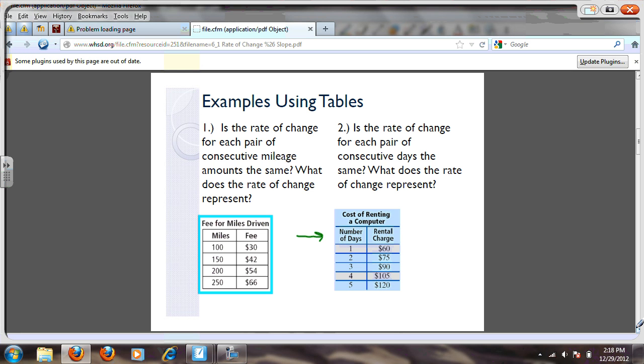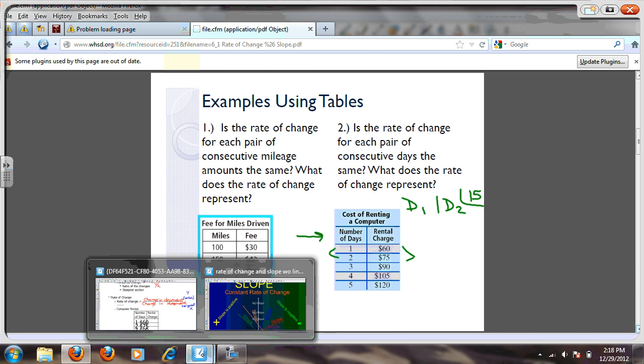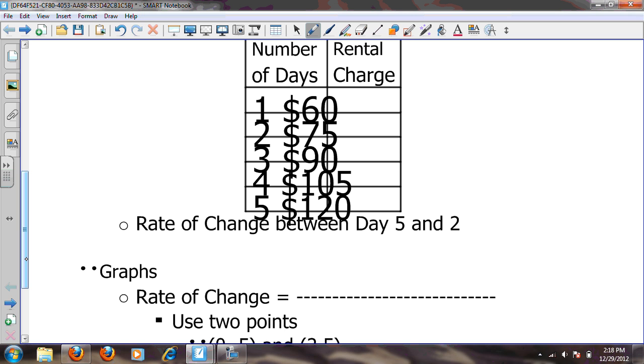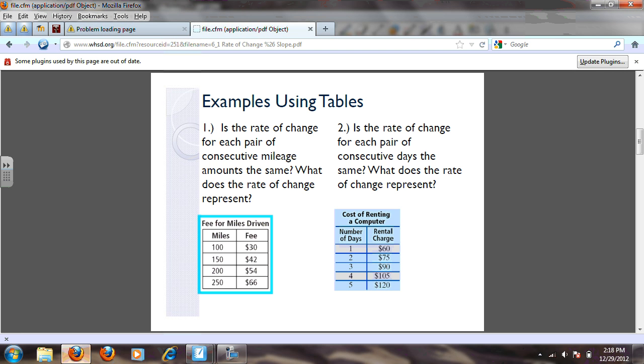Okay? The rate of change. Let's look at the rate of change between day 1 and day 2. Okay? From day 1 to day 2. What's the rate of change? It goes from 60 to 75. What is that rate of change, Brandon? It is 15. Okay? I think on your worksheet, I asked you, here you have the chart. I want the rate of change between day 5 and day 2. Okay, let's look. Here's day 5.